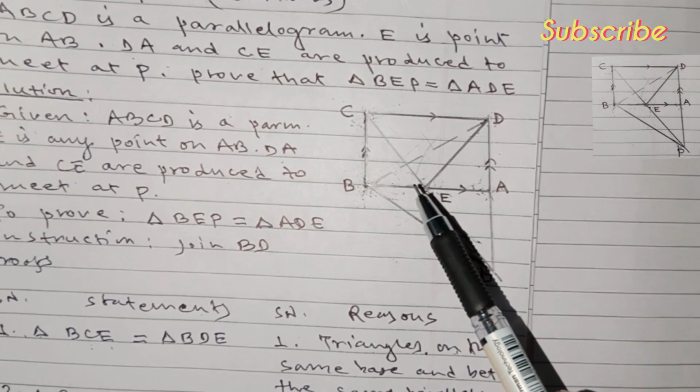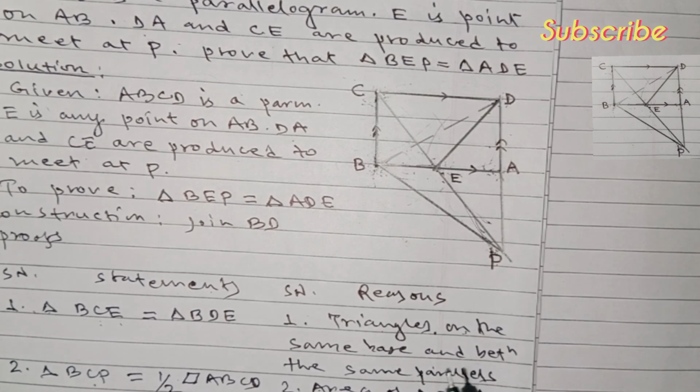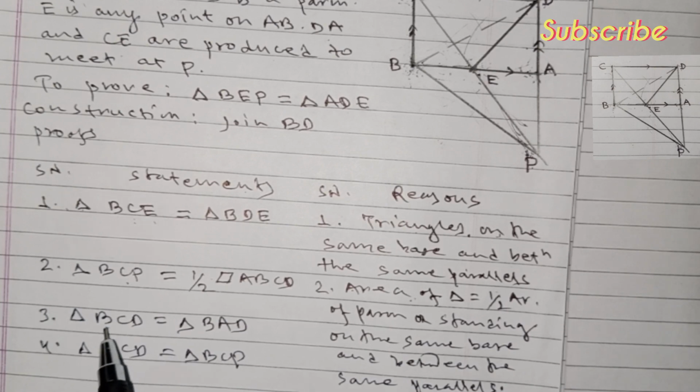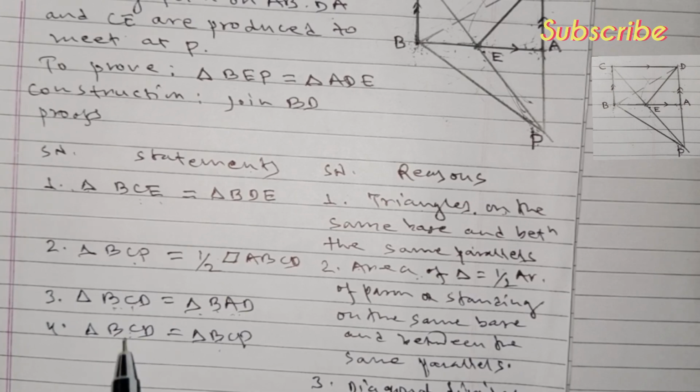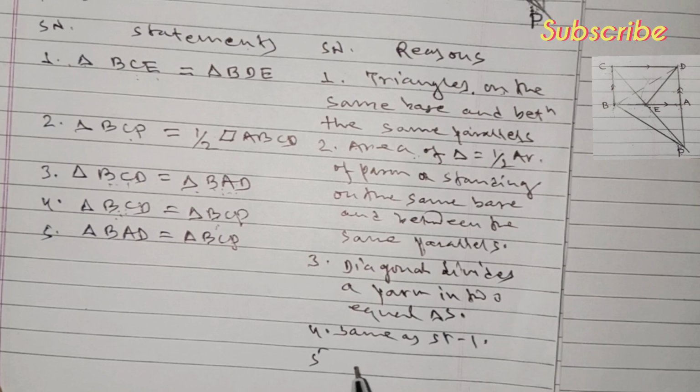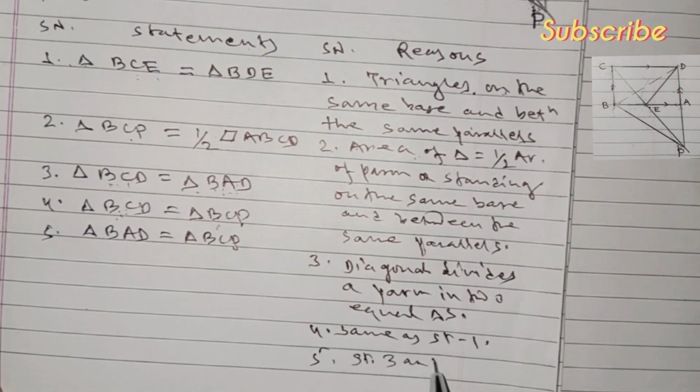Dear students, now triangle BCD and triangle BCP are equal. In statement number 3, we have shown triangle BCD is equal to triangle BAD. So by combining statements 3 and 4, we get area of triangle BAD is equal to area of triangle BCP. The LHS parts of statements 3 and 4 are the same. So in statement number 5, triangle BAD is equal to triangle BCP. The reason for statement number 5 is combining statements 3 and 4.